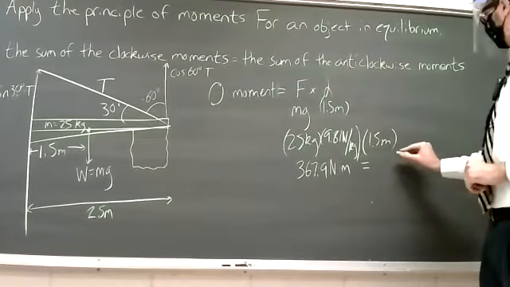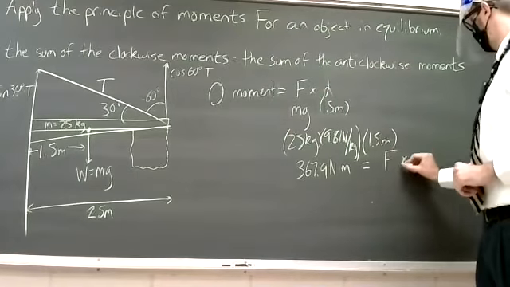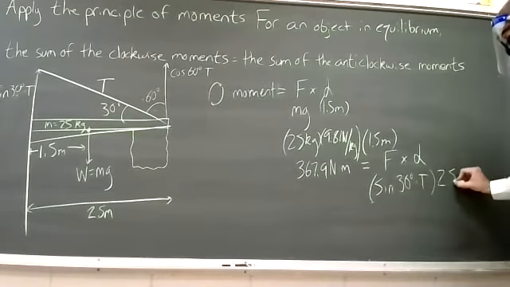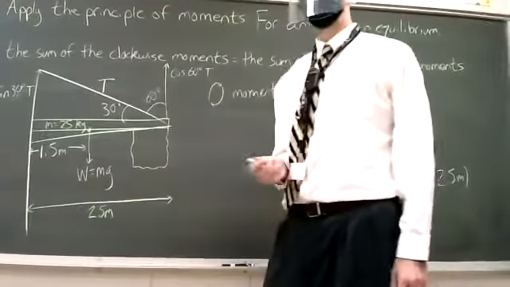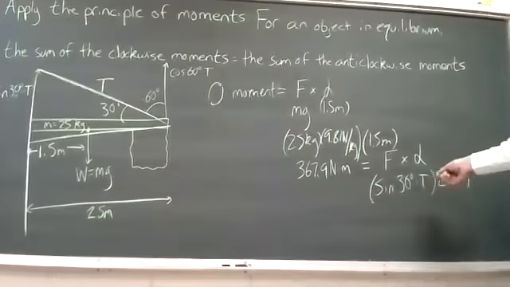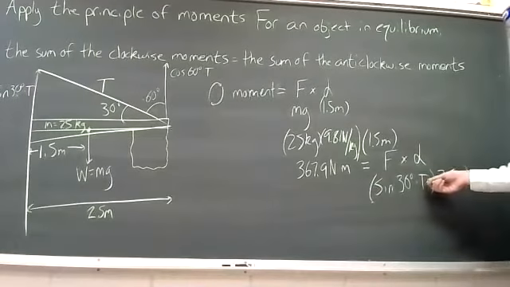So now we have the anti-clockwise moment, force times distance. The force is, I'm going to use sine 30 degrees T, times the distance, all 2.5 meters, right? It's acting all 2.5 meters away from the wall. There's our equation to solve for T. T is the only unknown now.